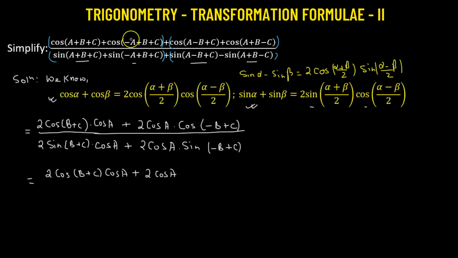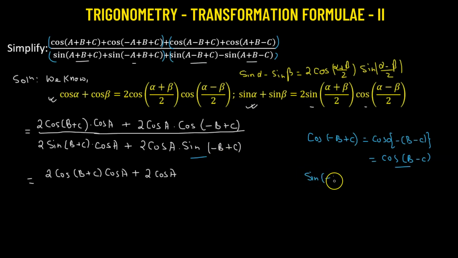But we know that cosine is an even function. So cosine of negative b plus c can also be expressed by taking negative as the common factor, negative of b minus c. This negative sign is going to become positive, so we'll have cosine of positive b minus c. You can say that cosine of negative b plus c is equivalent to cosine of b minus c, whereas sine is an odd function. That means sine of negative b plus c will become negative times sine of angle b minus c. Fine. So let's use this.